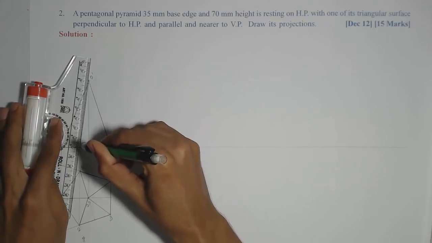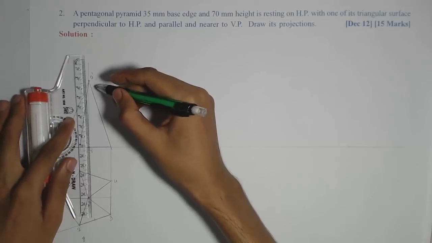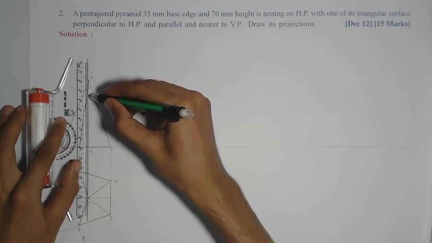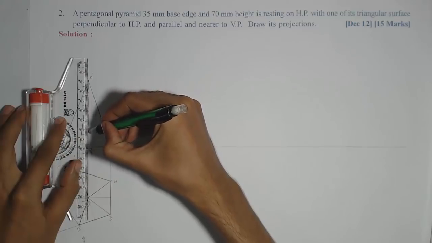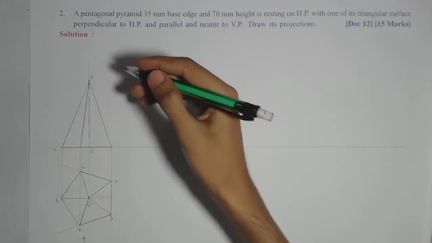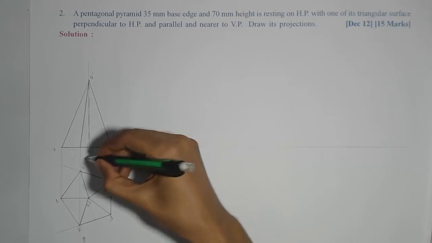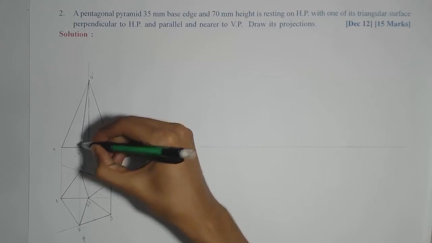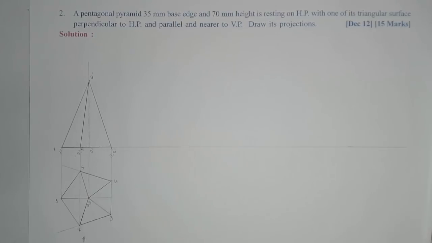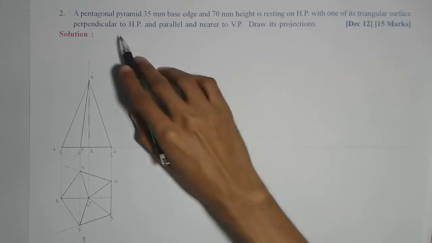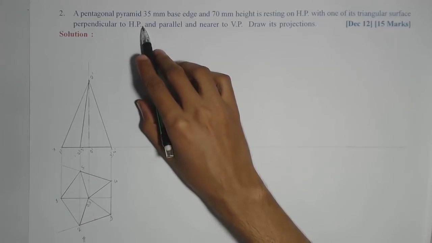The first stage is the same as that of the first question, and again the axis is long dash short dash. Okay. I will transfer the notations from top view to front view: 3 dash 4 dash, 2 dash 5 dash and 1 dash. Now in the second stage, the condition given is that the triangular surface is perpendicular to HP.